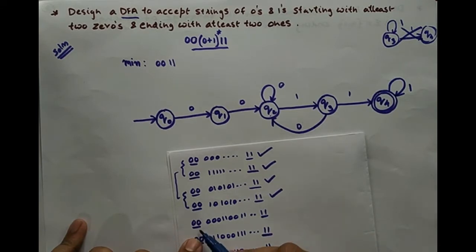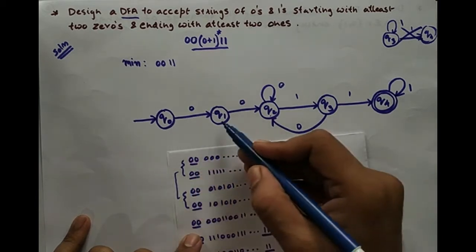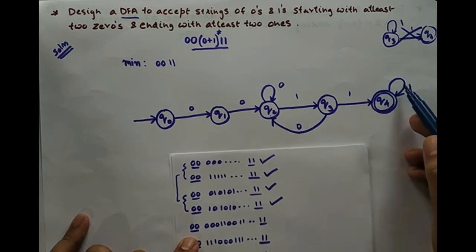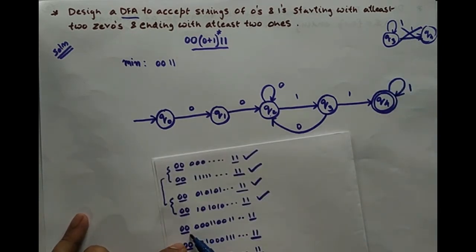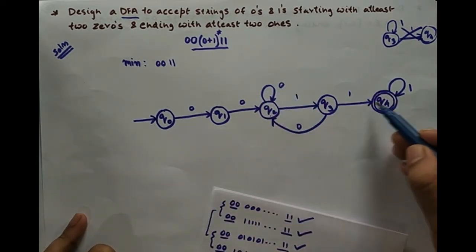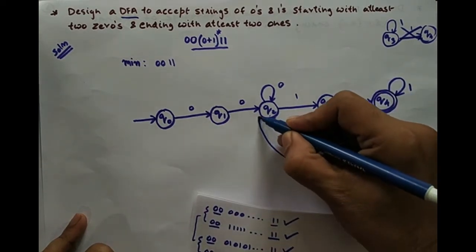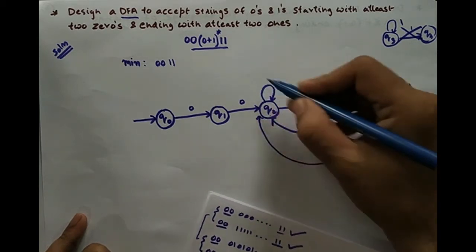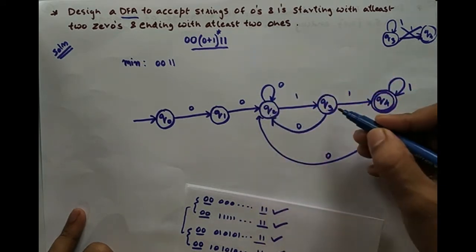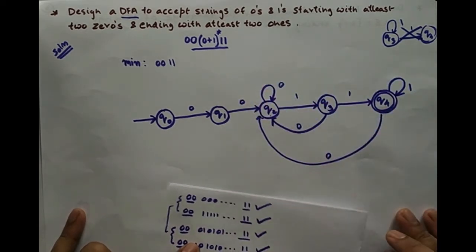Then for this string 0 0, some zeros, some ones, some zeros, some ones ending with 1 1: 2 zeros, then some zeros, first one, second one, some more ones. And again you want zeros, so you can just have a self loop here. First 0, n number of zeros, then first one, second one, n number of ones, 0 0, n number of zeros. And after everything, finally you want the string to be ending with 1 1. So 1 1, accepted.